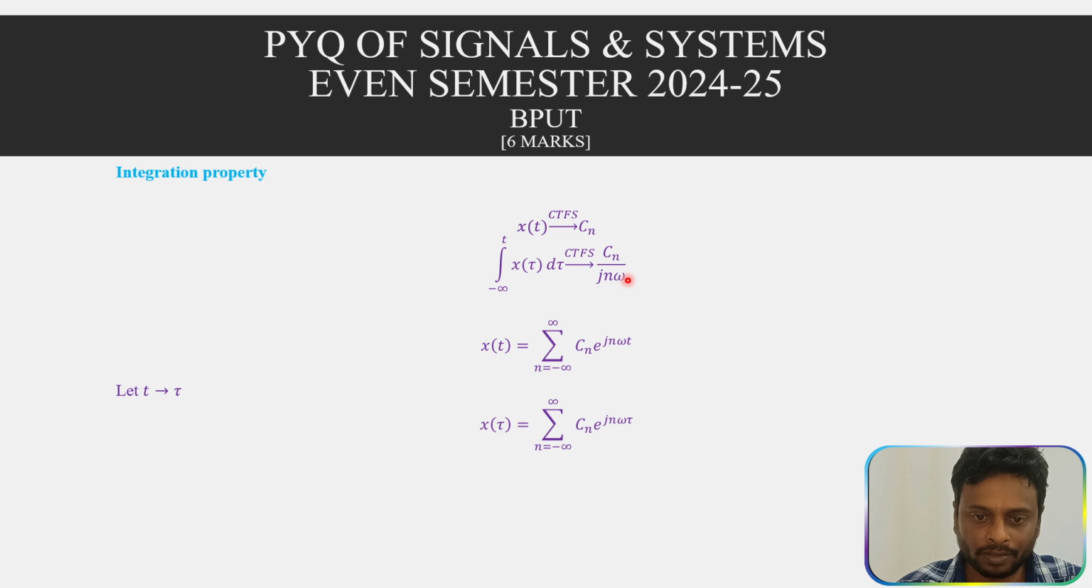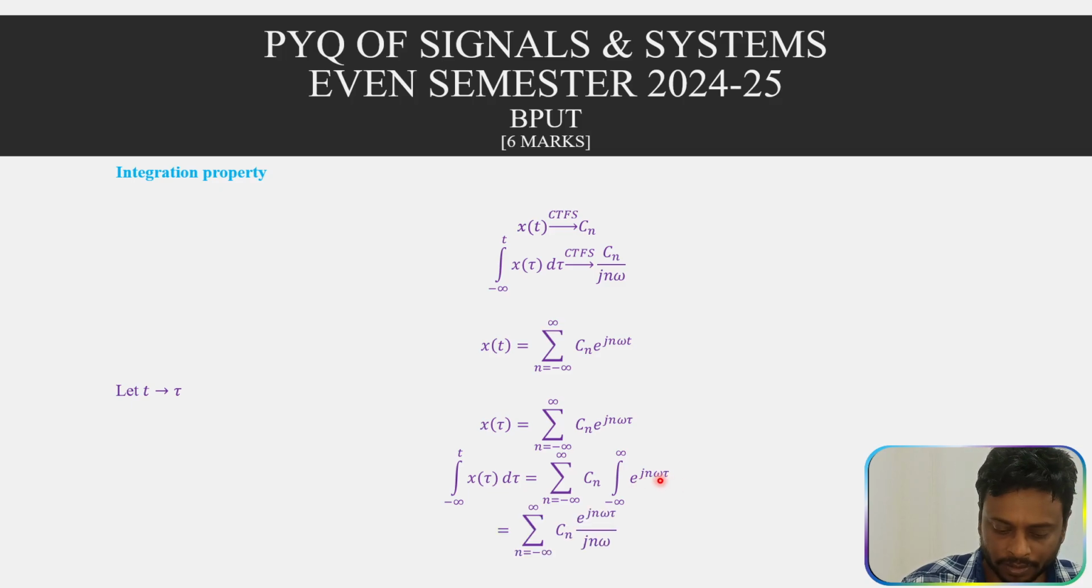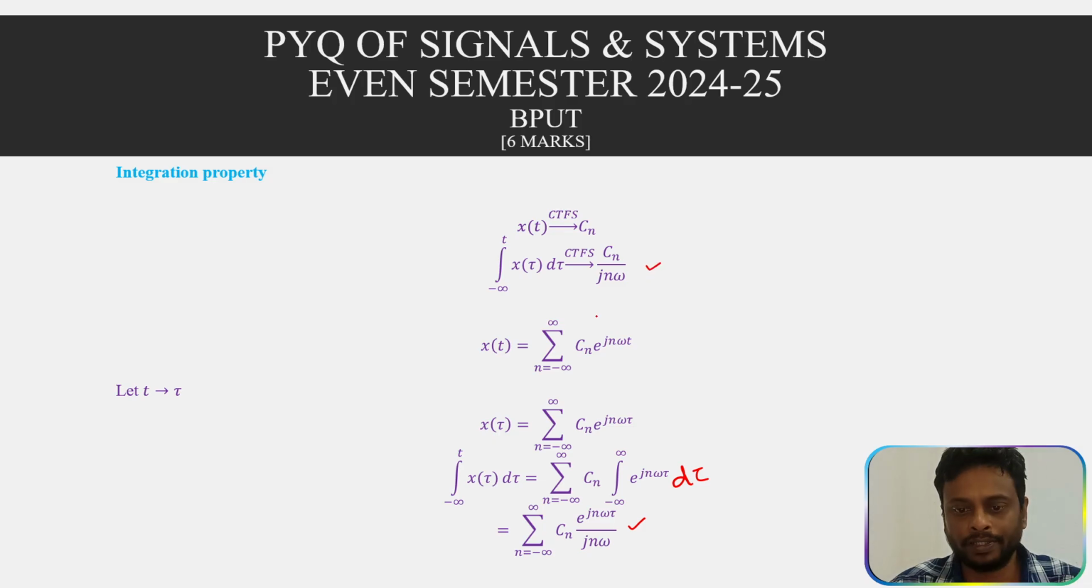So let us take t equal to tau. Now if we integrate this, it will be the sum from minus infinity to plus infinity, with Cn kept outside, of the integral of e to the power j n omega tau d tau. If we integrate this, it will be divided by j n omega, e to the j n omega tau minus 1. So this is the integration property of the continuous time Fourier series.